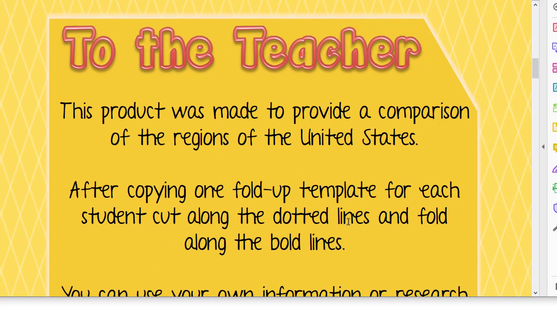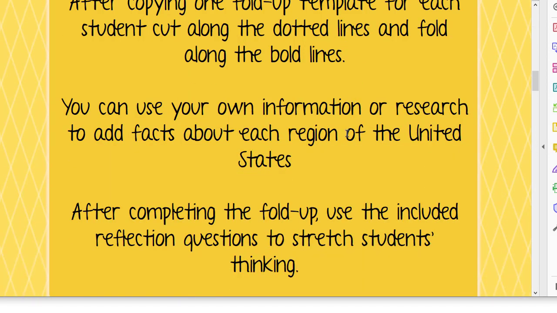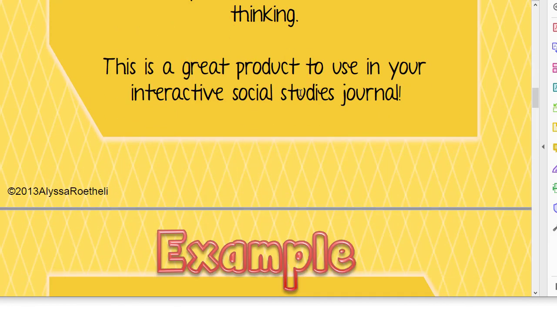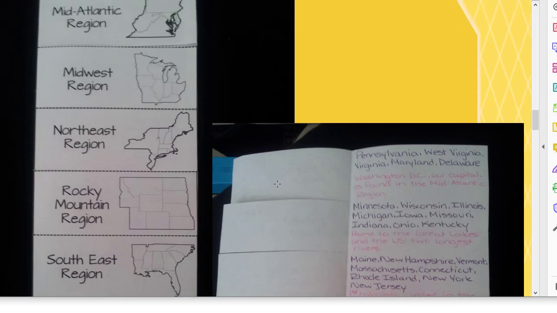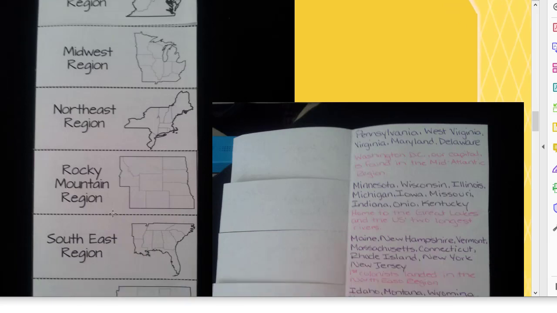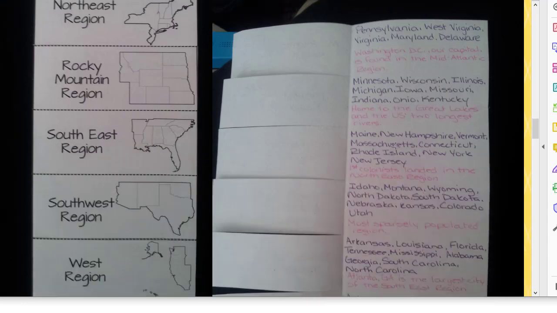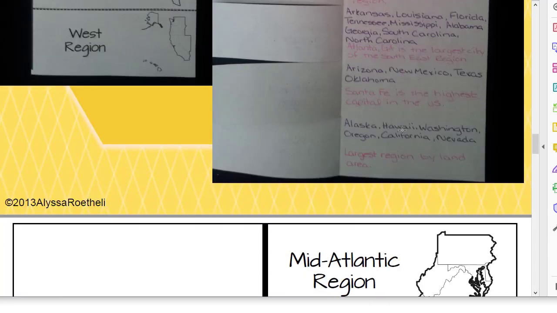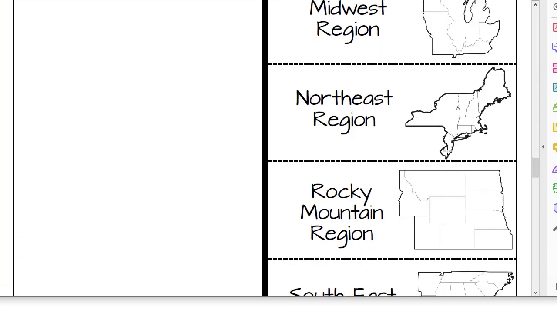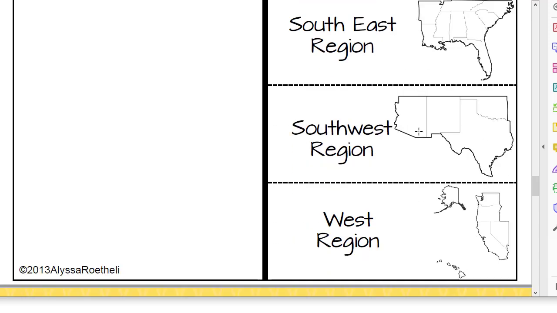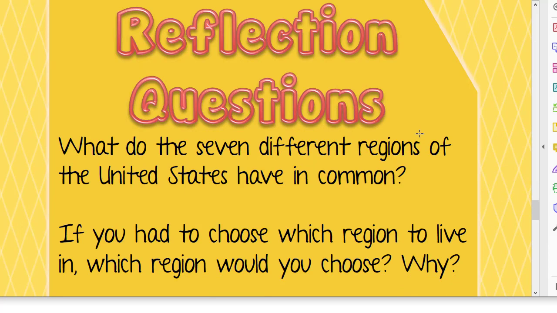After copying one fold-up template for each student, cut along the dotted lines and fold along the bold lines. Okay, well, it sounds like a lot of work that I have to do and not my students, but let's take a look. So here's an example of what it is. It's something that I print out. It's got the regions here. And when you flip back the tabs, then the students write stuff, it looks like, about the regions. And here is the actual printout. So it looks like a copy master. And then there are some reflection questions included.